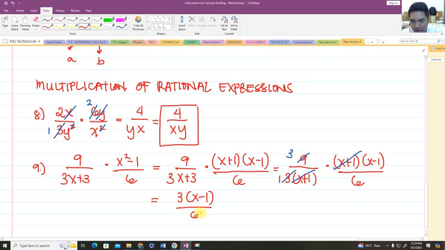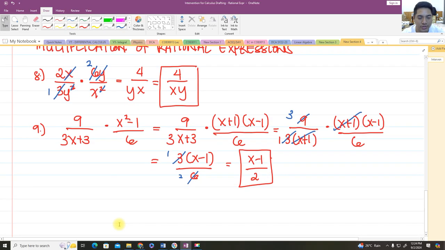Still, you can reduce this by 3 divided by 6. So 3 all over 6 would be 1 all over 2, or simply 1/2. So you have x minus 1 all over 2. This will be your answer for the multiplication of rational expressions for this problem.